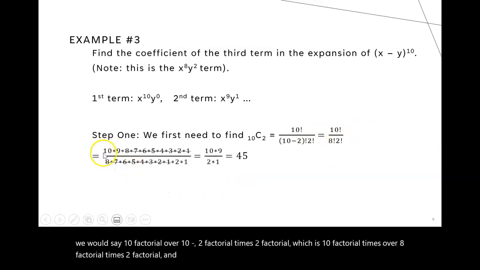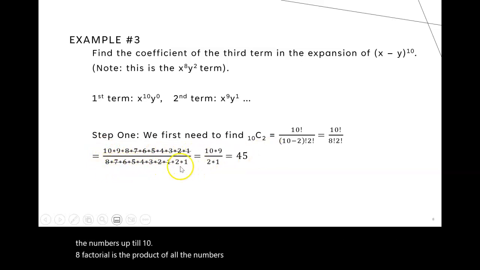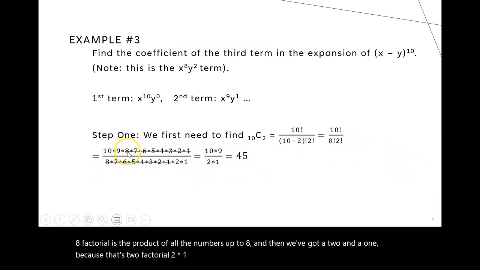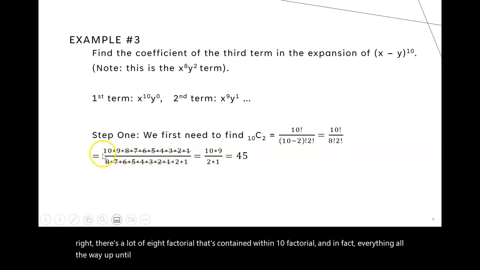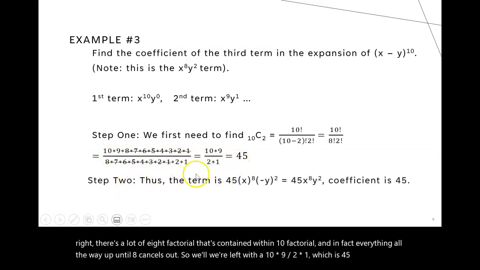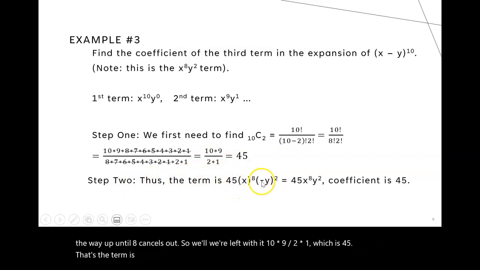And if we were to write all of this out, 10 factorial is the product of all the numbers up till 10. 8 factorial is the product of all the numbers up to 8. And then we've got a 2 and a 1, because that's 2 factorial, 2 times 1. But you notice that a lot of these numbers cancel out. There's a lot of 8 factorial that's contained within 10 factorial. And in fact, everything all the way up until 8 cancels out. So we're left with 10 times 9 divided by 2 times 1, which is 45. So thus the term is 45 x^8 times negative y squared, and the coefficient is 45.